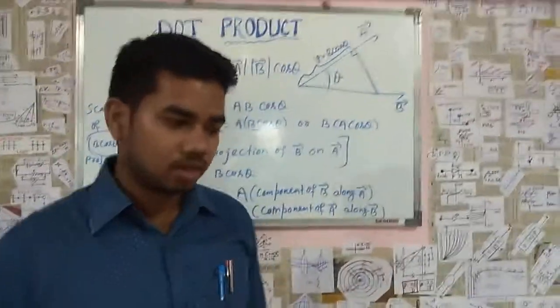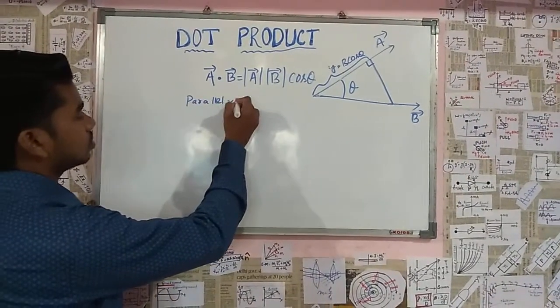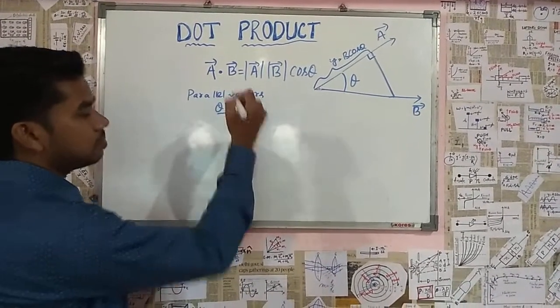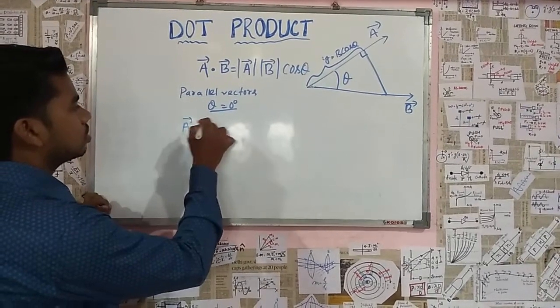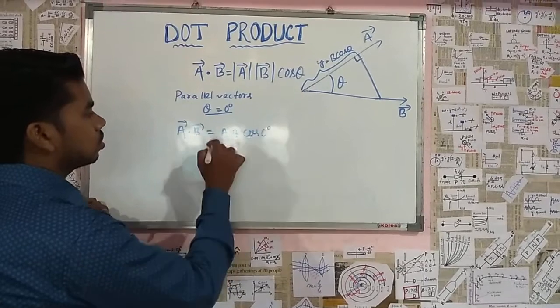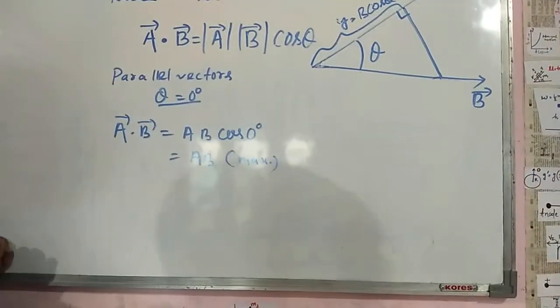Let us learn. Parallel vectors means theta equal to 0 degrees. If theta is 0 degrees, A vector dot B vector will be AB cos 0, which will be AB. So this is the maximum positive value of the dot product.